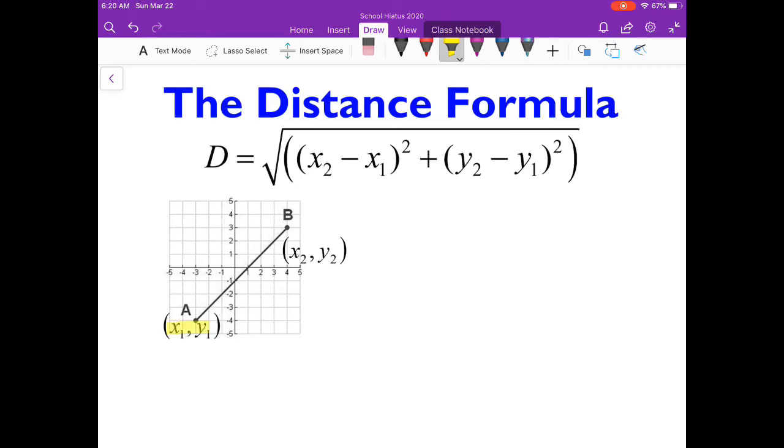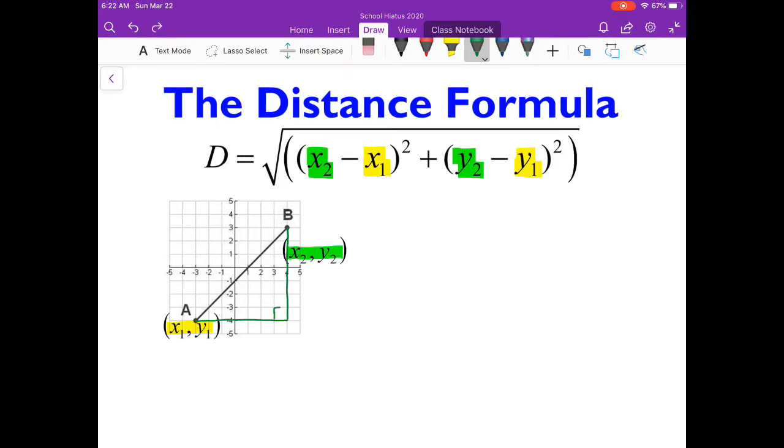The distance formula is used to calculate the distance between 2 points in the coordinate plane. It's especially useful when the points are not given to you on a graph or when they're very far apart. The distance formula can be derived from the Pythagorean theorem.